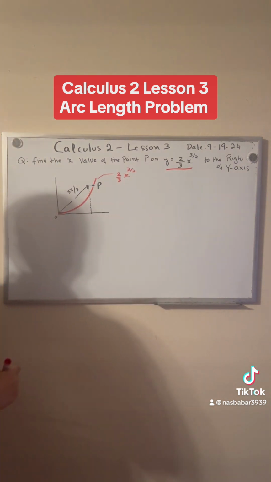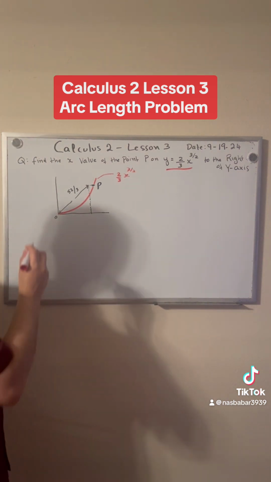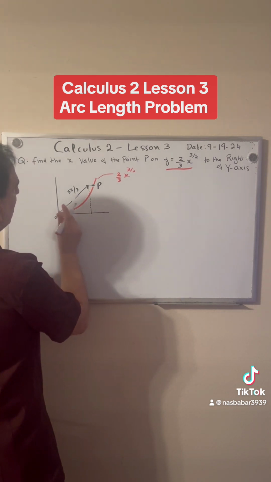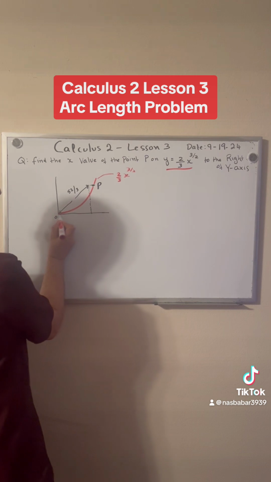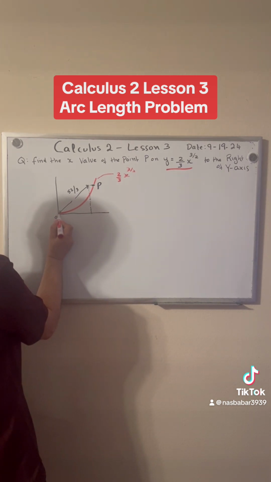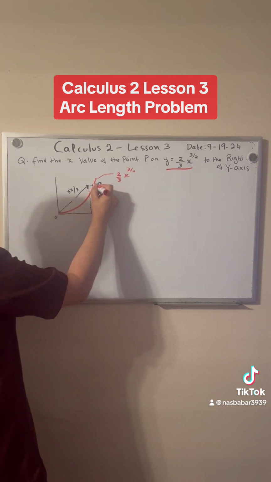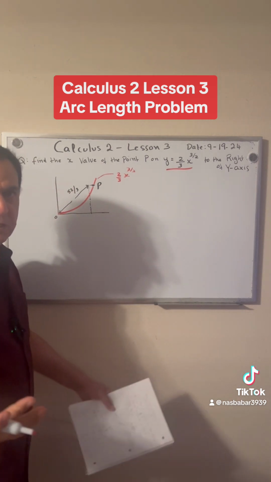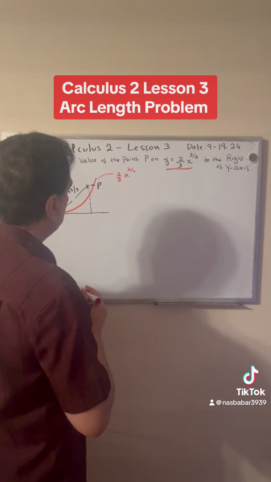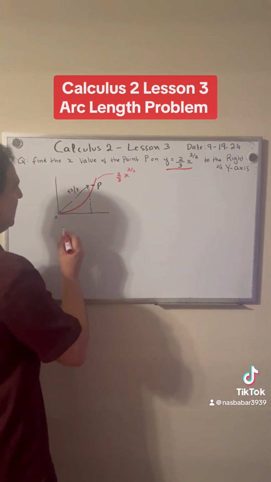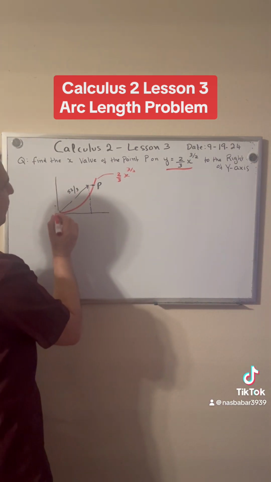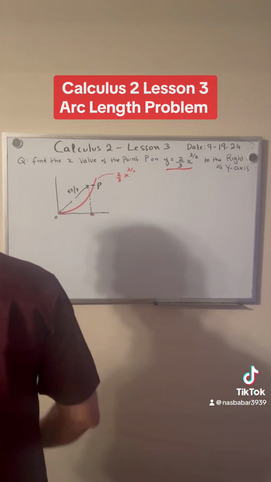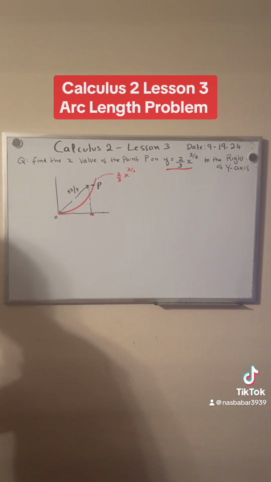From the zero axis, the length of the arc is 52 over 3. In other words, from this zero reference point up to this point right here, the length is 52 over 3. Clear? What they want you to do is find the value of x at this point right here. So that's the nature of the problem.